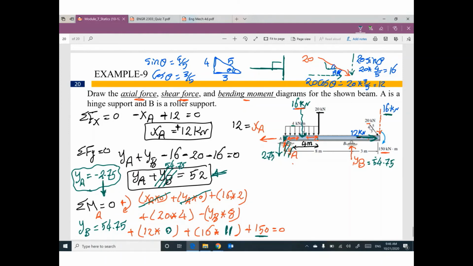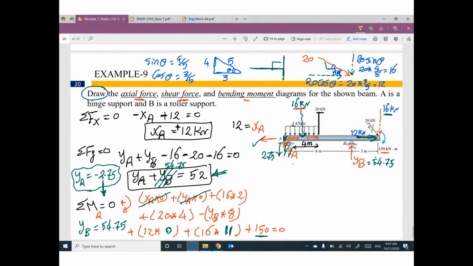Please, before starting to draw, put the correct direction. XA is correct. YA should be down like this. YB is up. That's good. Please, before starting to draw axial force, shear force, bending moment, please put the correct direction of the reactions.